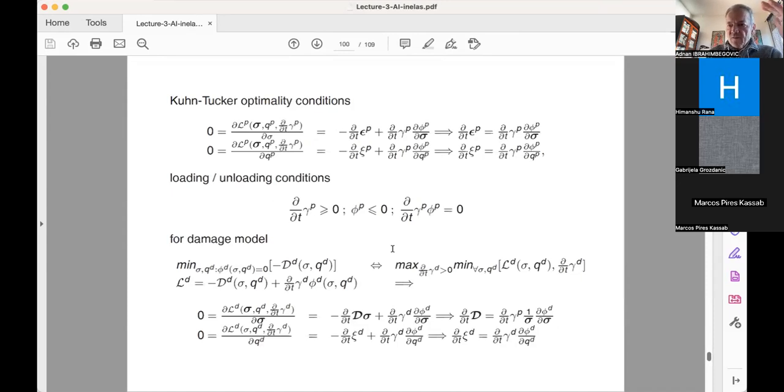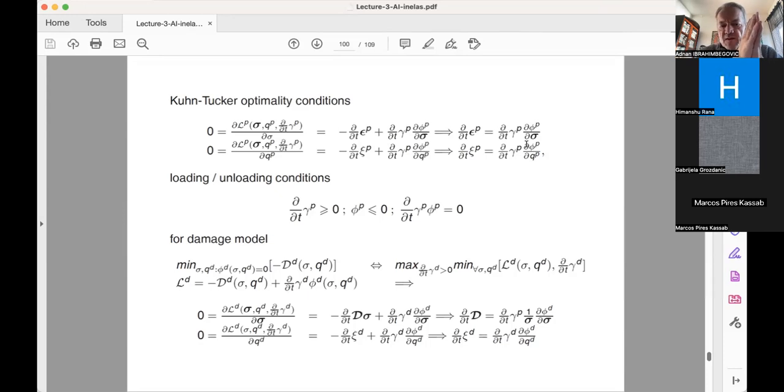And that allows us, by appealing to the contact optimality condition, to obtain the evolution equation for the plastic strain as a partial derivative of the plasticity criteria with respect to sigma times the plastic multiplier gamma plastic dot, and the hardening variable, again, the derivative of the plastic criteria with respect to QP times gamma plastic dot, accompanied with the loading and unloading condition that gamma plastic dot should be positive or 0, and the value of the yield function should be negative or 0, such that the product of these two, gamma plastic dot and phi plastic, should be equal to 0.